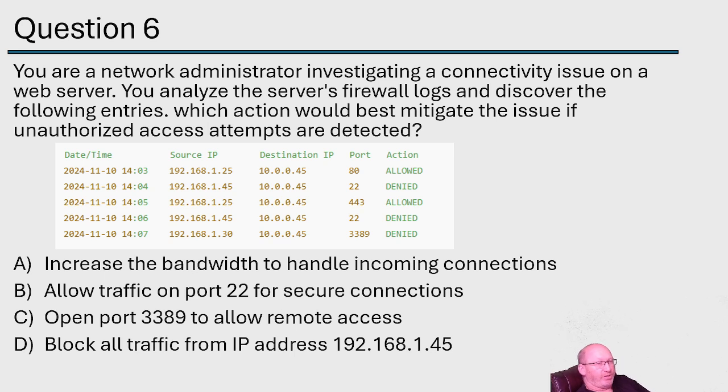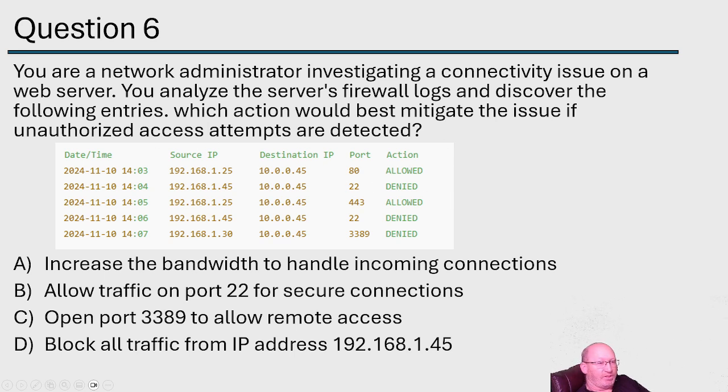You are a network administrator investigating a connectivity issue on a web server. You analyze the web server's firewall logs and discover the following entries. Which action would best mitigate the issue of unauthorized access attempts being detected? We're detecting unauthorized access attempts on, of course, port 22 right here. We see 22 and 3389 were denied, but it looks like 443 and port 80 were both allowed. So we need to understand what's going on here.